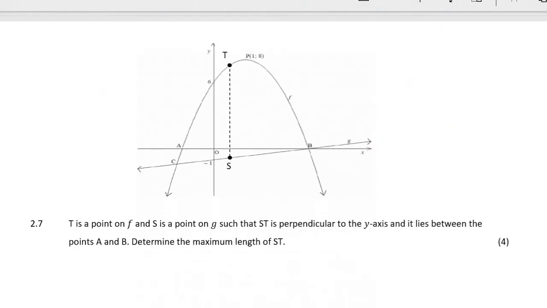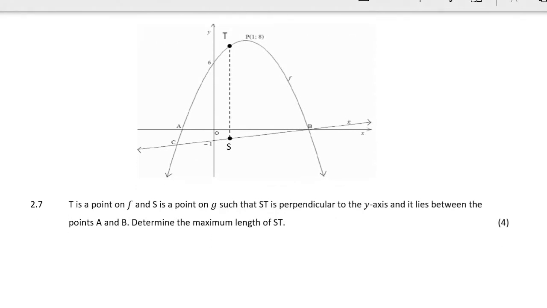Right, on to our next question. Very common type question. We've done one of these before, and this is a vertical distance question. Now remember what I've said before, vertical distance is always top y minus bottom y. So that's the most important thing to remember. Vertical distance, top y minus bottom y.